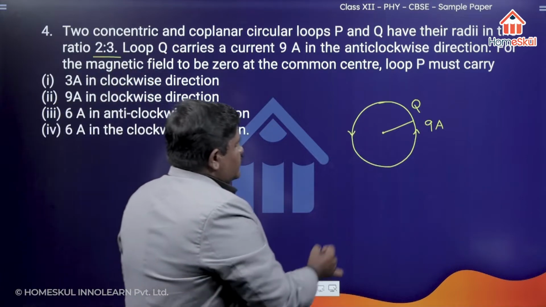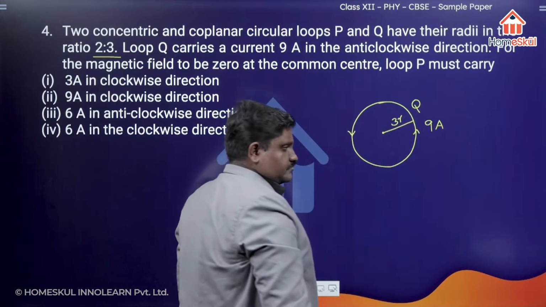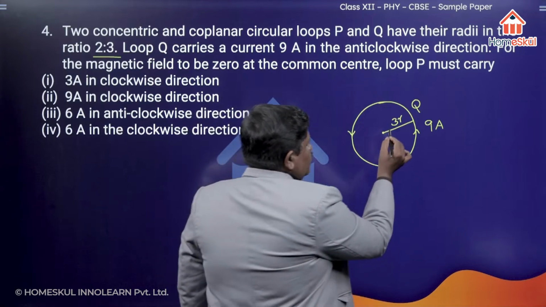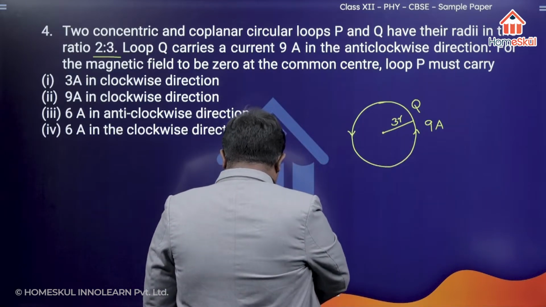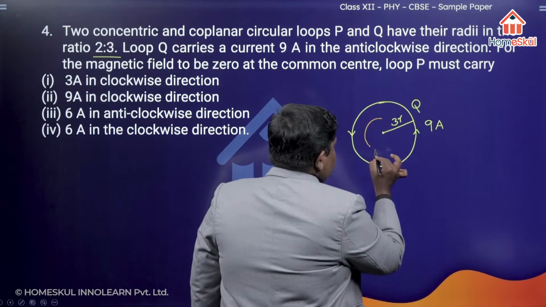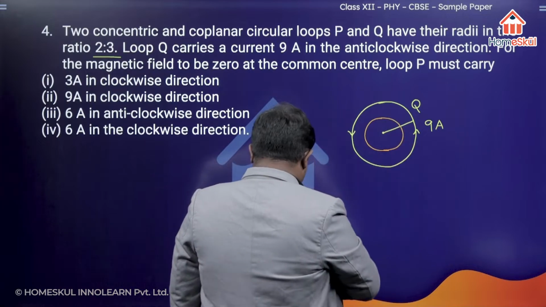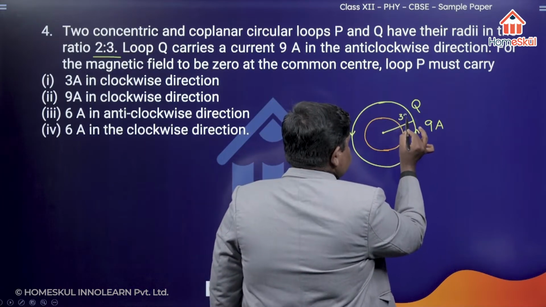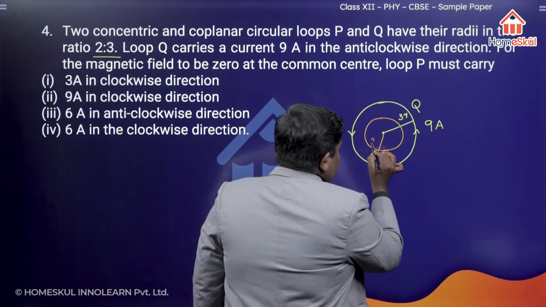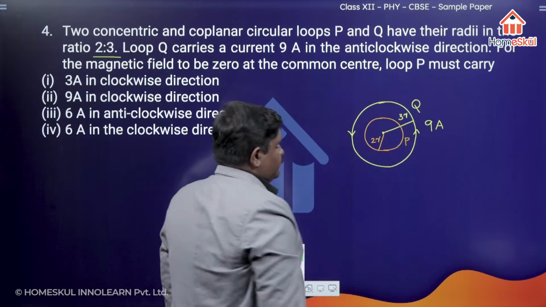So Q has the radius, which I took as 3R. You have to take 3 also. Then the other loop, P, has radius 2R. This loop is considered as P.